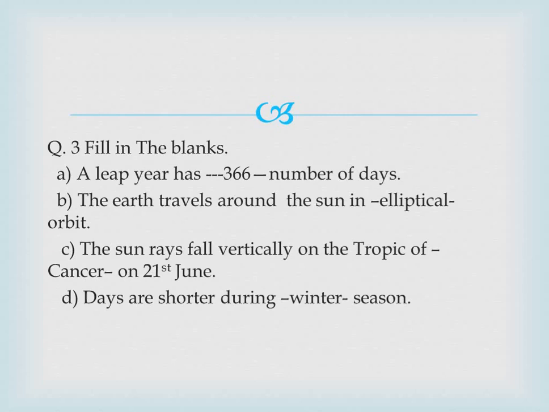Fill in the blanks. A leap year has 366 days. The Earth travels around the sun in an elliptical orbit. The orbit in which it is revolving is elliptical. The sun's rays fall vertically on the Tropic of Cancer at the time of summer solstice on 21st June. Days are shorter during the winter season, which we already discussed.